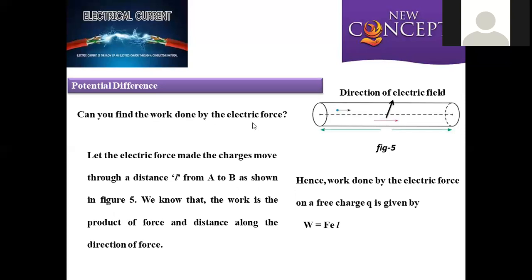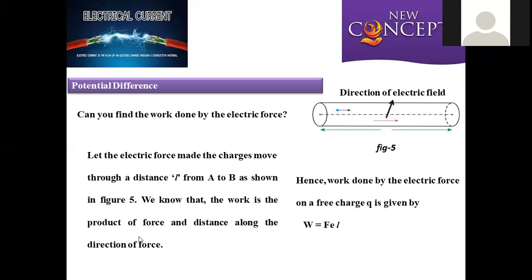Now, can you find the work done by the electrical force? Is it possible to observe how much work is done by the electric field? In order to get that, we have a diagrammatic representation. The direction of the electric field is in this manner. Let the electric force make the charges move through the distance L. The distance traveled by this electric charge is denoted as L, between the points A and B, as shown in figure 5.